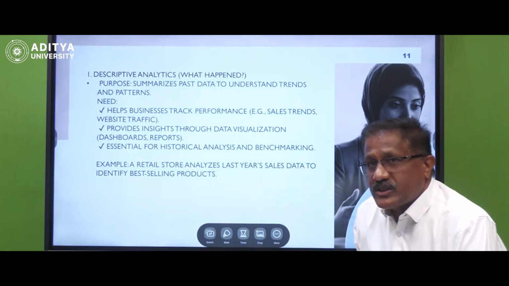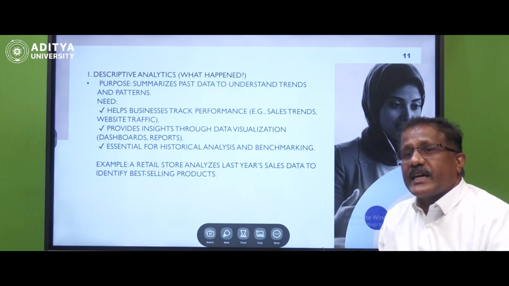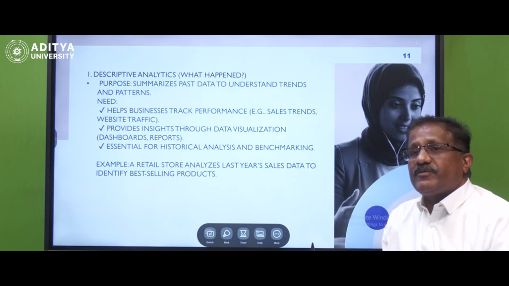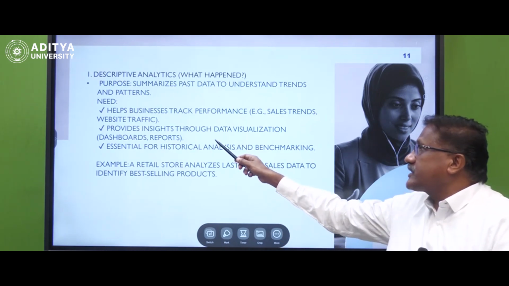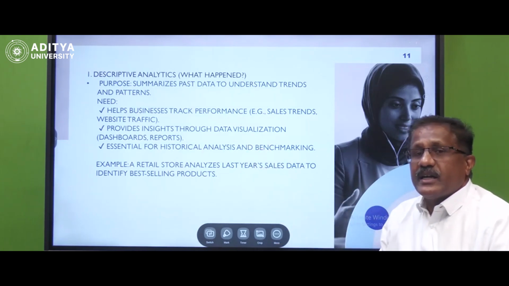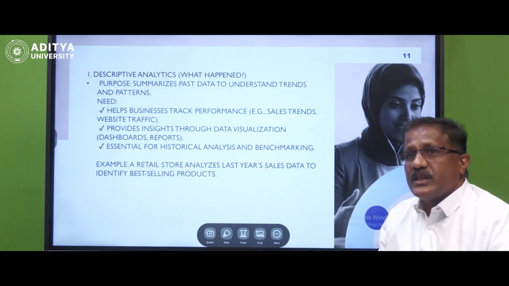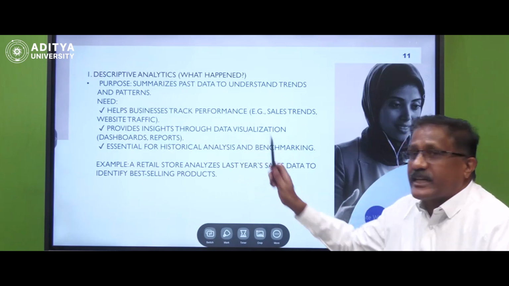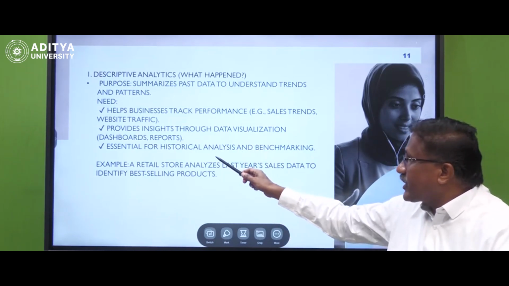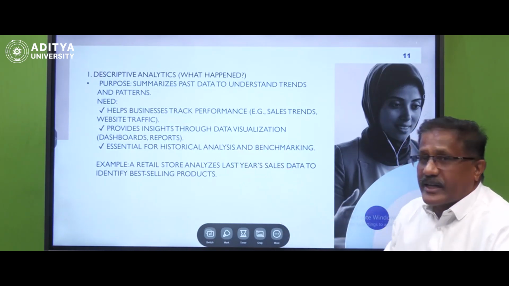That means once we analyze the data, it has to be visualized, and with the help of that you can analyze the past big data, which is stored as insights through data visualization, like for example dashboards and reports. It is essential for historical analysis and benchmarking.